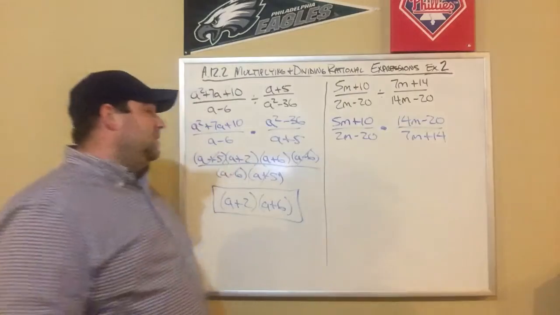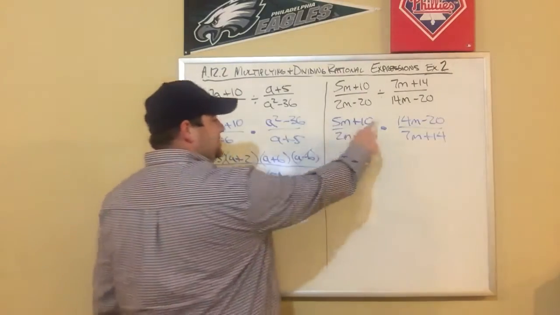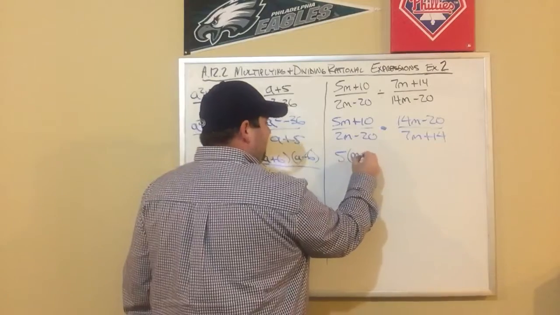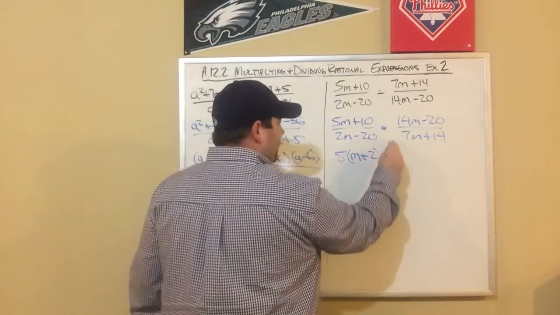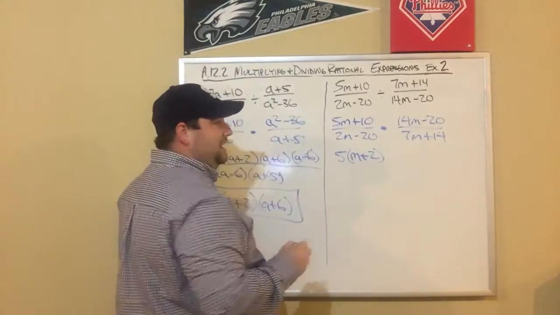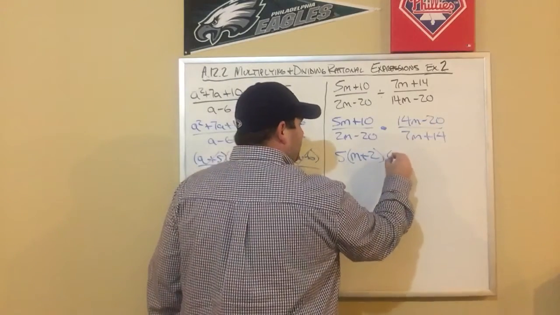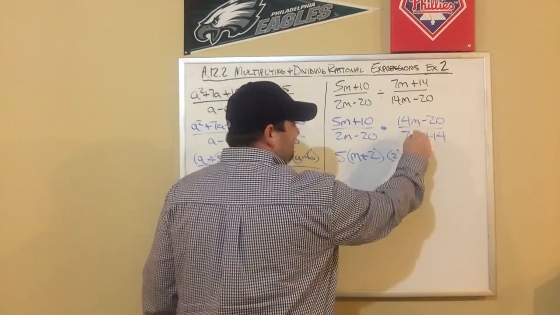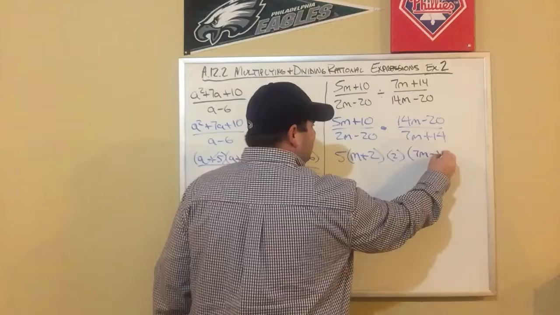So now I'm going to look, how can I factor? So 5m plus 10, I can take a 5 out. That'll be then m plus 2. Over here, the 14m minus 20, I could take a 2 out. I'll put the 2 in parentheses so it's not confusing. Take the 2 out of that. That would be 7m minus 10.